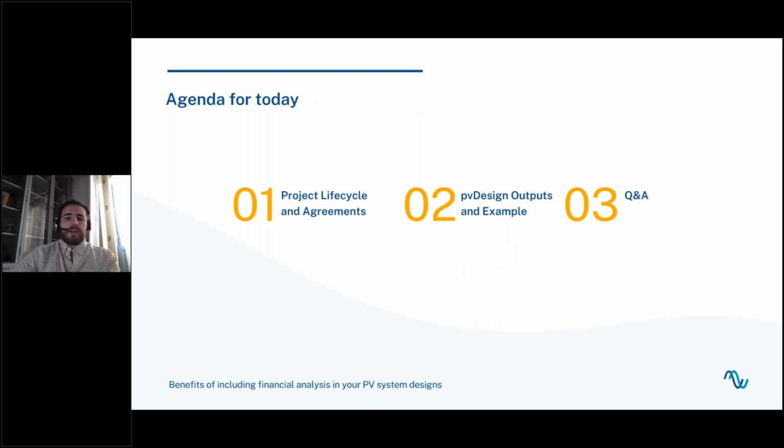Today we are going to summarize first the project life cycle of a PV plant, and we'll check all the necessary agreements in project finance. And then we will see what outputs pvDesign offers and how they can be used to create an early stage financial model. In fact, we will see a practical example with a demo project in pvDesign and an Excel file.